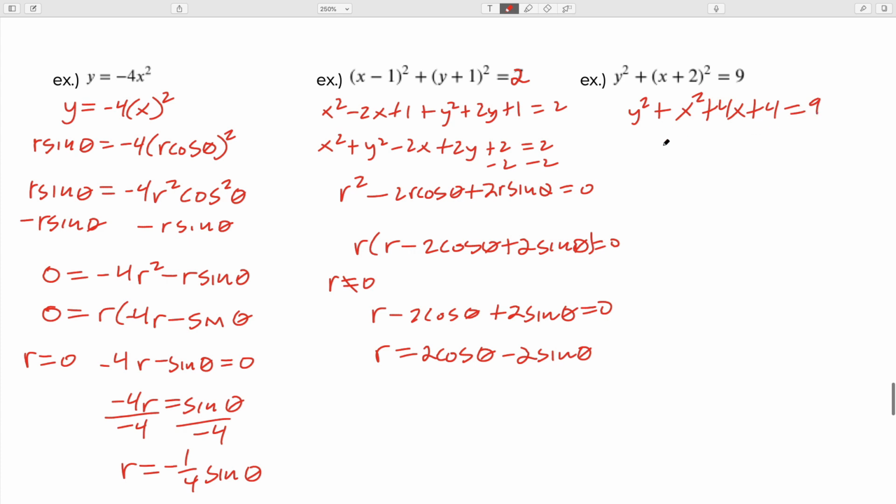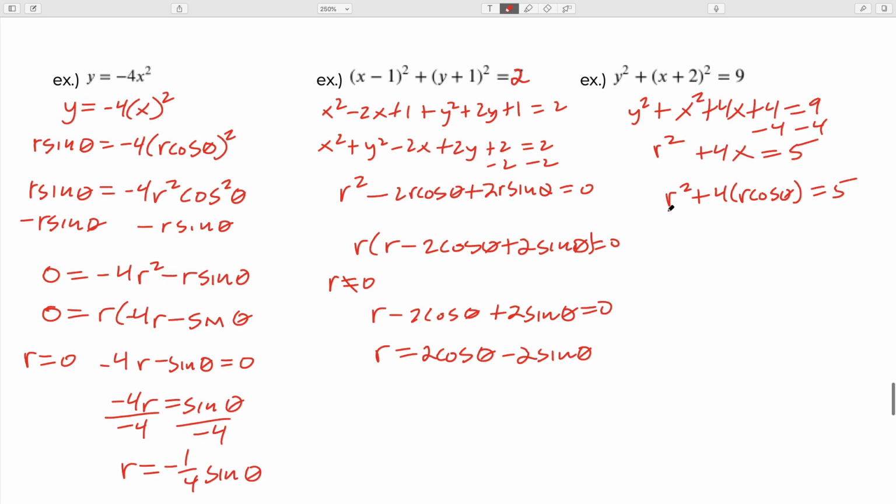Then let's see, x squared plus y squared equals r squared. And then you could subtract a 4, subtract a 4. That's going to be plus 4x equals 5. We can rewrite x as r cosine of theta. So r squared plus 4 times r cosine of theta equals 5, right? Now, r cosine of theta, remember, we already have this exactly where we want it.